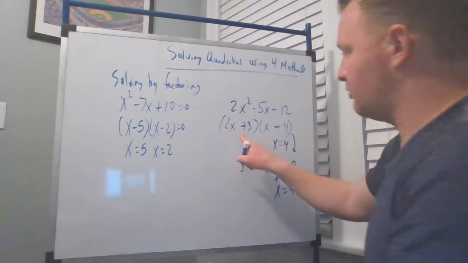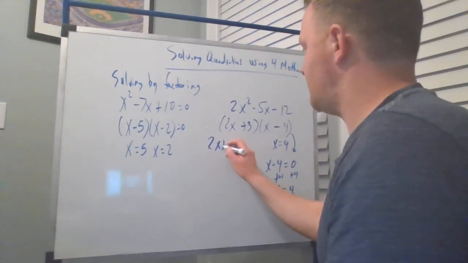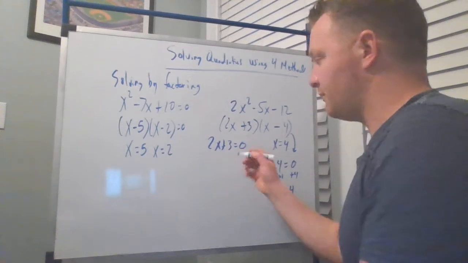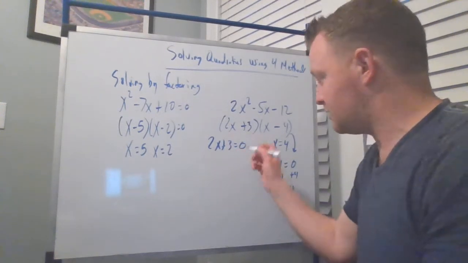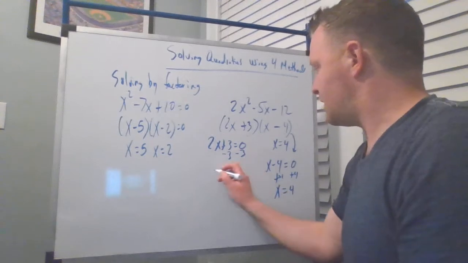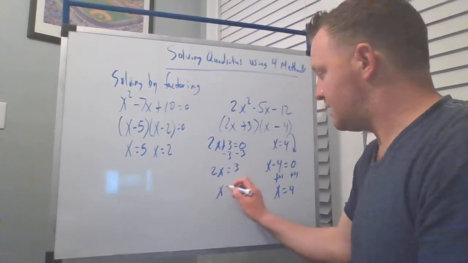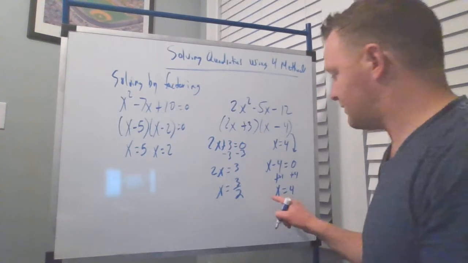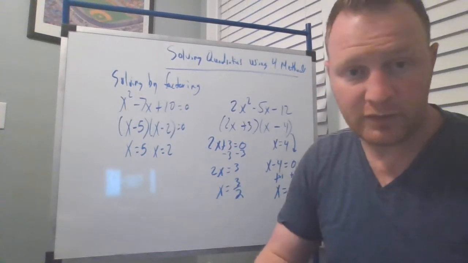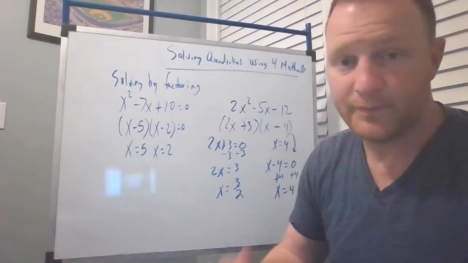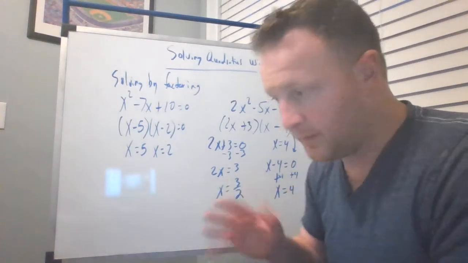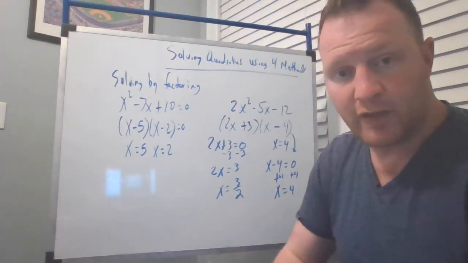Because this one requires a little more work. So I got 2x plus 3 equals 0. So now you've got to solve for x because each of these is equal to 0. Subtract 3 from both sides, 2x equals negative 3, divide by 2 on both sides, x equals negative 3 halves. Here are both of your answers for the solutions of this quadratic. That is your roughly 4-minute rundown of solving by factoring.